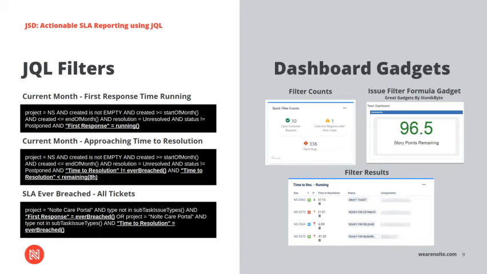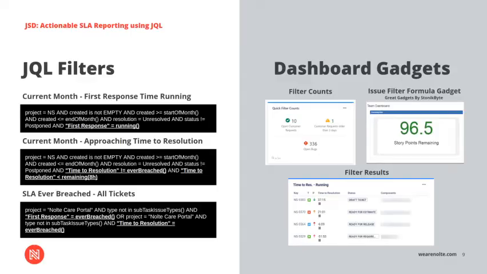And number 3 was the issue filter formula gadget. This is actually from the Great Gadgets extension, which is a really great extension for displaying information on JIRA dashboards. This specific gadget is very similar to the filter counts gadget, but it also allows the user to sum up an issue field, although I did not use it in this way.